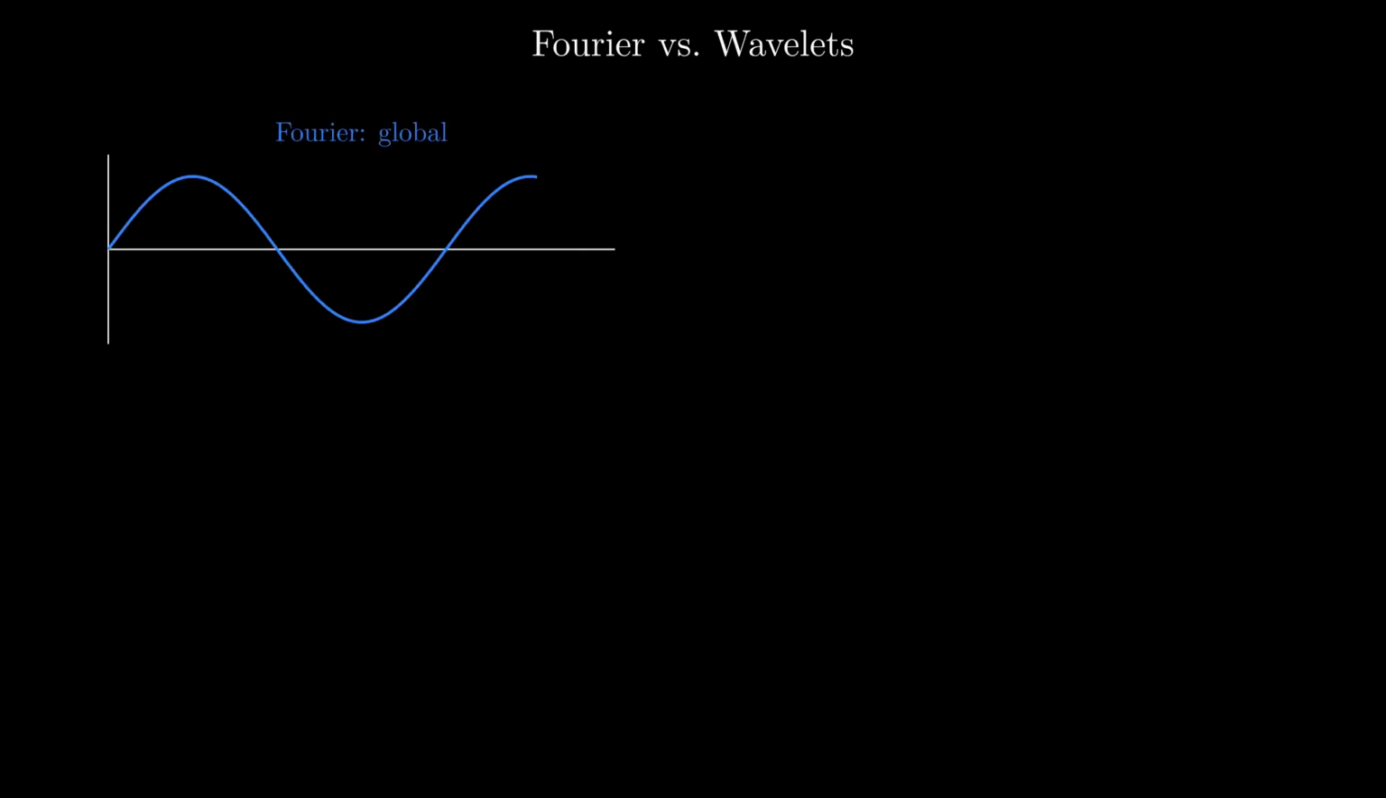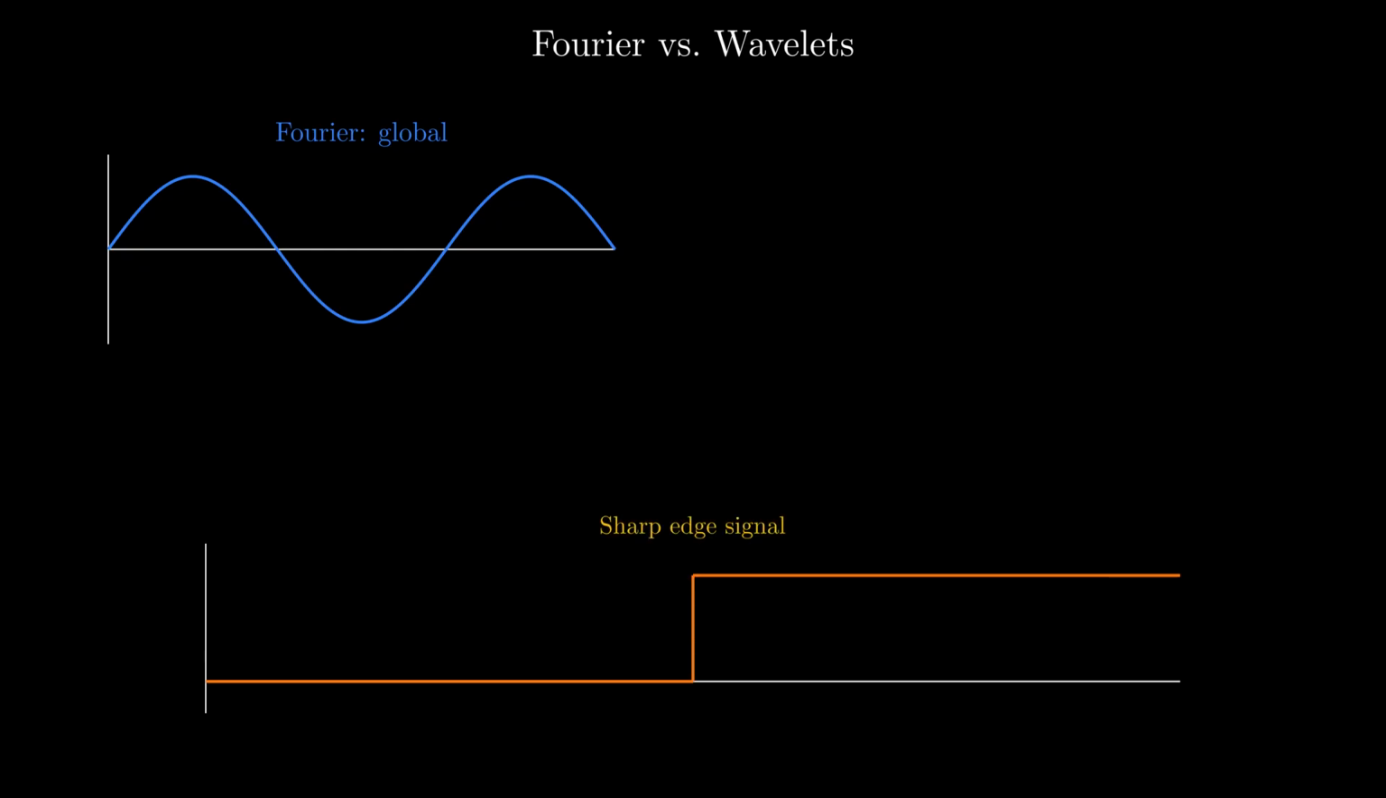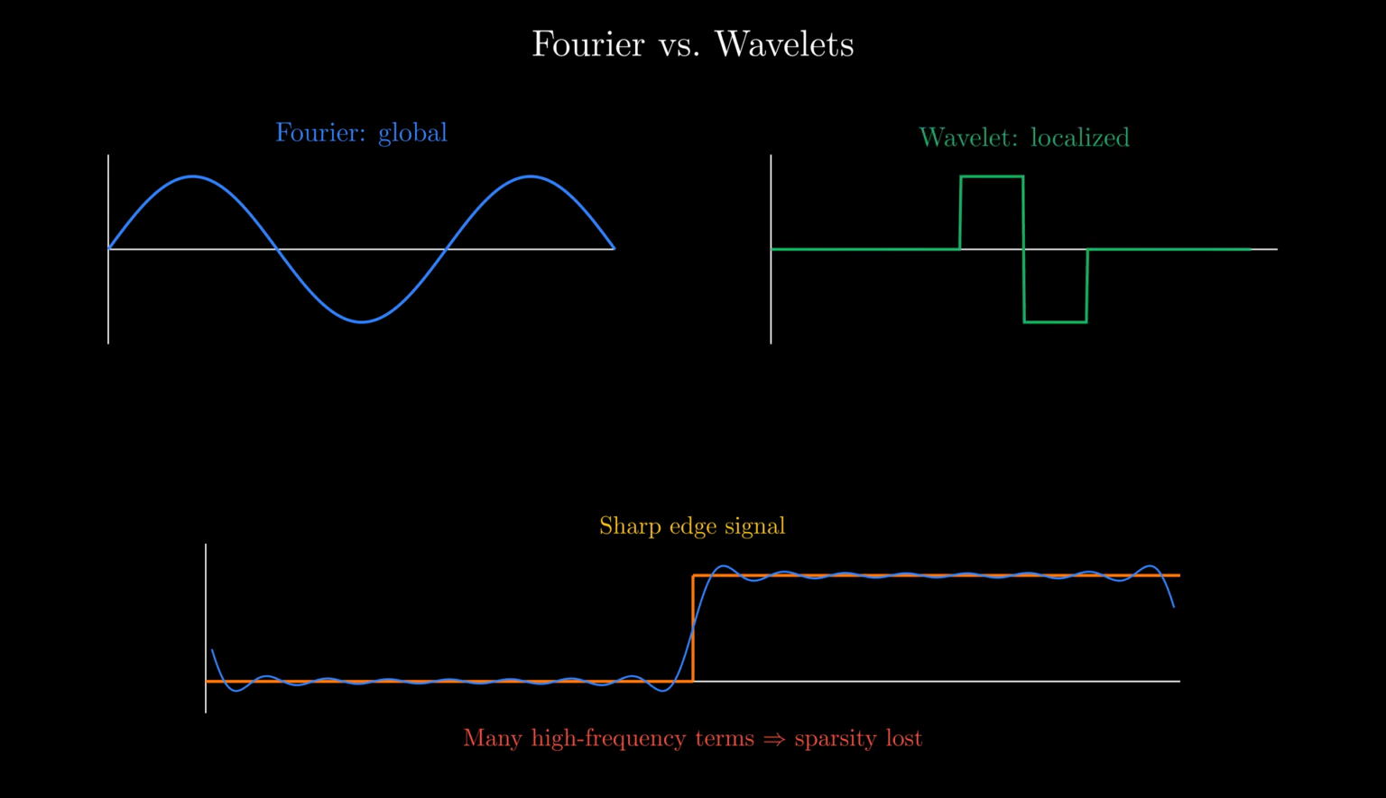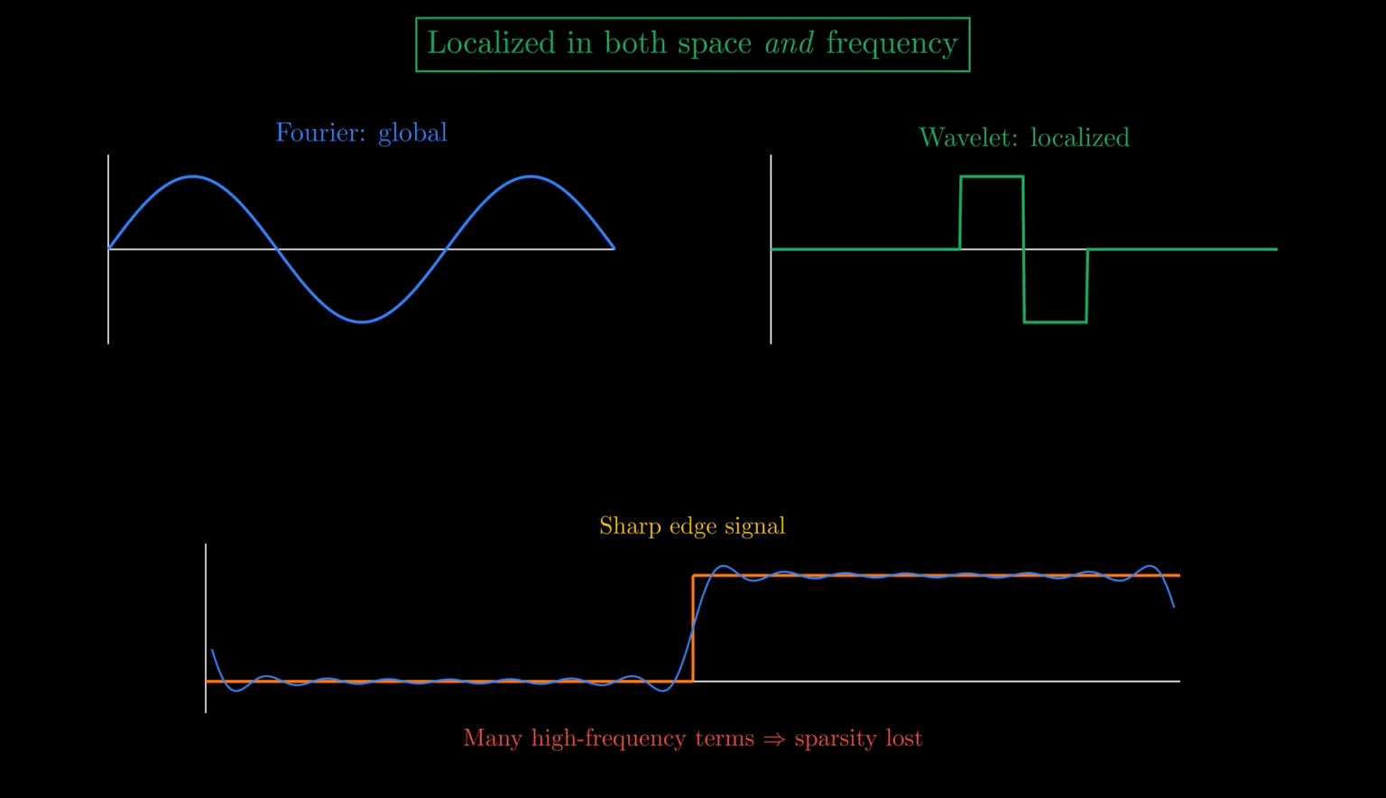But is it the best basis we could pick? Fourier patterns stretch across the entire block. They describe frequency perfectly, but they have no sense of location. A sharp edge, a fingerprint ridge, a black to white boundary forces Fourier to use many high-frequency coefficients all at once, killing the sparsity that made compression work. Enter wavelets. Wavelets are basis vectors that localize in both space and frequency. They know where things happen, not just how wavy they are.